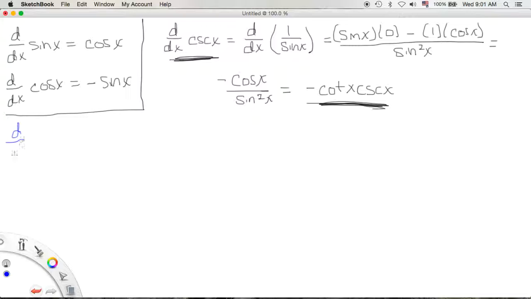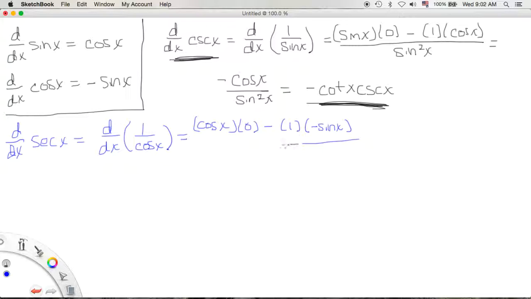What about secant? Same thing. We're taking the derivative of 1 over cosine x. So we say bottom times the derivative of the top minus top times the derivative of the bottom all over the bottom squared. So if we simplify this out, we get sine x over cosine squared x, which is secant tangent.